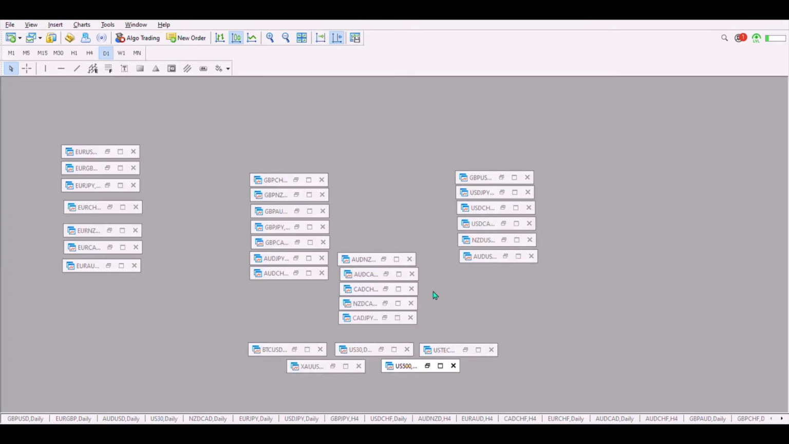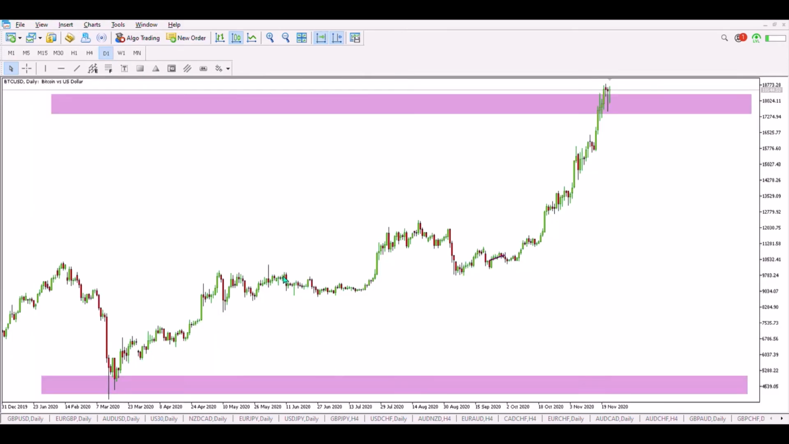Okay guys, that's pretty much for this market analysis. Let's check out also the Bitcoin, which is really the bump here. And what you can see is a strong bullish market. You can say super strong.